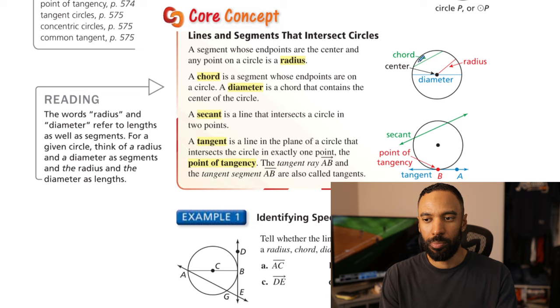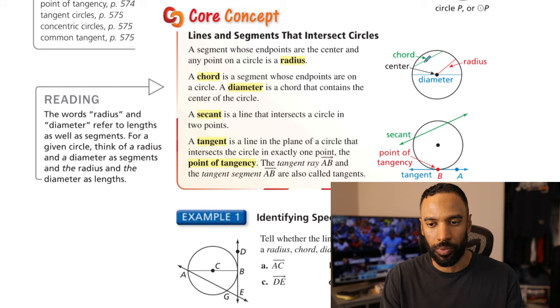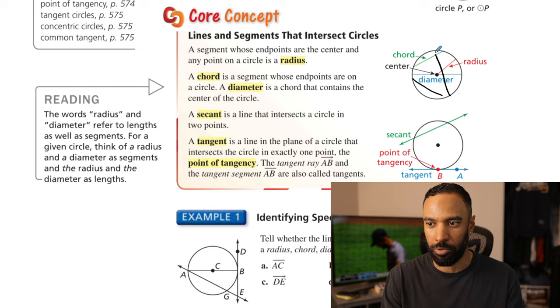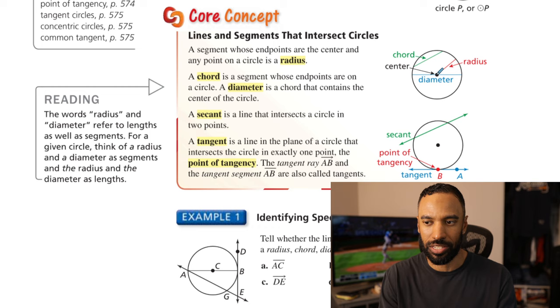A chord is a segment drawn from any two points on a circle, like this one to this one right here. So, boom, endpoints on the circle, there's a chord. Here's another example of a chord. Here's another example of a chord. The diameter is an example of a chord, and it's the longest chord in the circle. It says it contains the center, so it passes through the center. So it's like a chord from point to point on the circle that passes through.